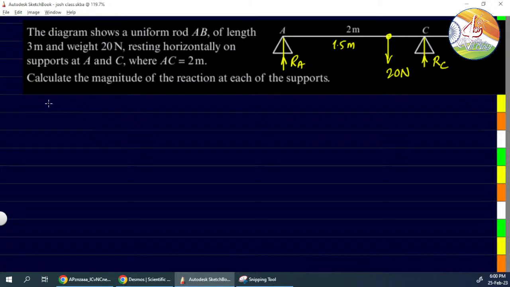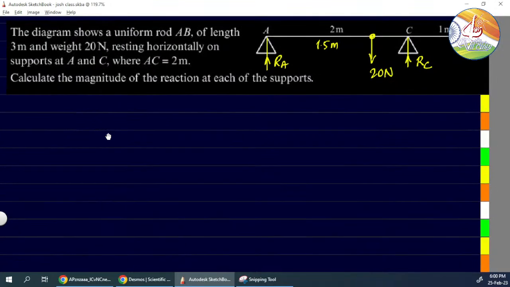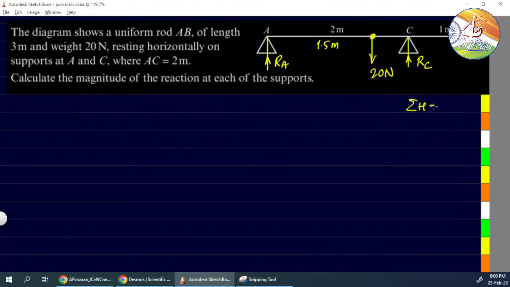Okay, so once again we will have the three equations of motion. What are the three equations of motion? Sigma H should be 0, sigma V should be 0. Now these are the two equations which we have been using till now. Now we have one more equation, that is the sum of moments about any point is also equal to 0.